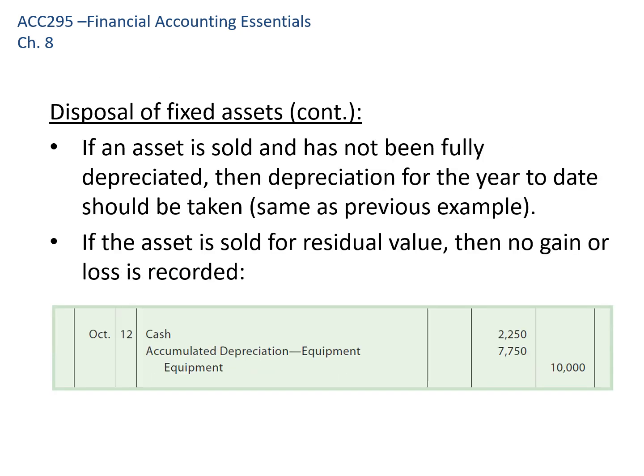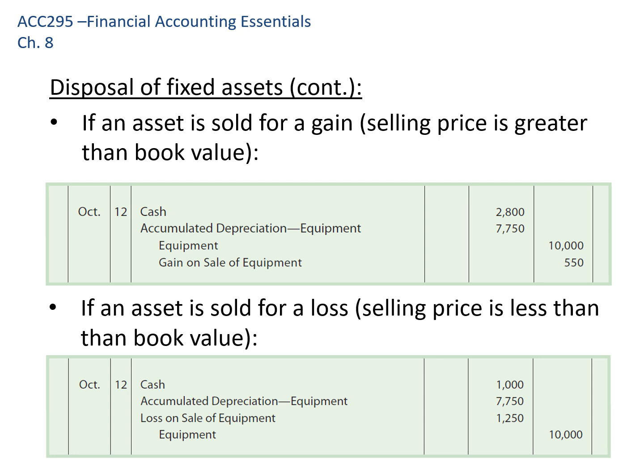So here's an example. Here we're receiving something in return for it. If we sell it for book value, then there's going to be no gain or loss. If we sell it for more than book value, we'll have a gain. If we sell it for less than book value, we'll have a loss. So that's how those kinds of transactions work, starting from simple to more complex.